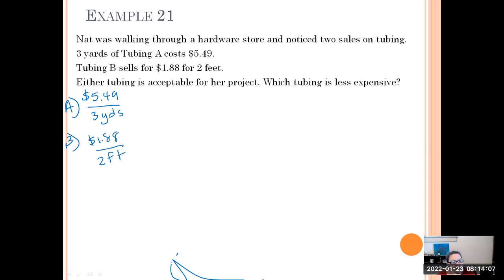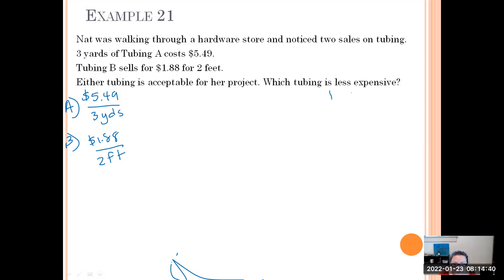Either tubing is acceptable for her project. Which tubing is less expensive? Well, we have to have them in the same unit to even begin to compare which is less expensive. So let's take our yards to feet. It's going to be easier to see that way. If you use the useful conversions on the left-hand side of the US version, under length, 1 yard is equal to 3 feet.